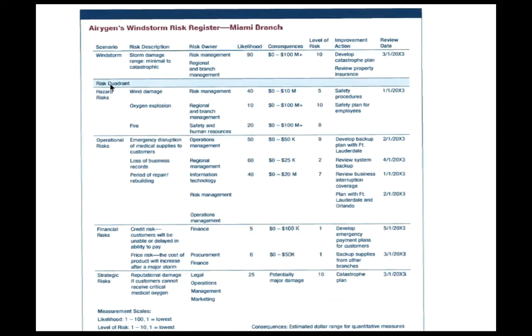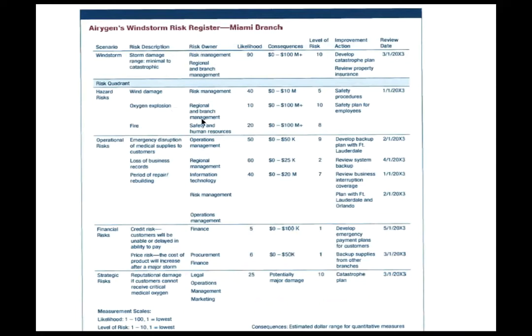Now, what you're seeing down here is the risk quadrants, and this is how people take a different look at it depending on where they're at in the organization. So the first quadrant is hazard risk, right? These are the 4 quadrants. You know, when the description, if we have this windstorm, we might have wind damage, oxygen explosion, and fire.